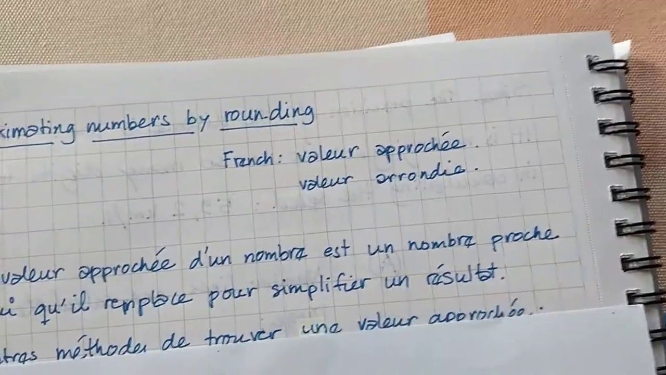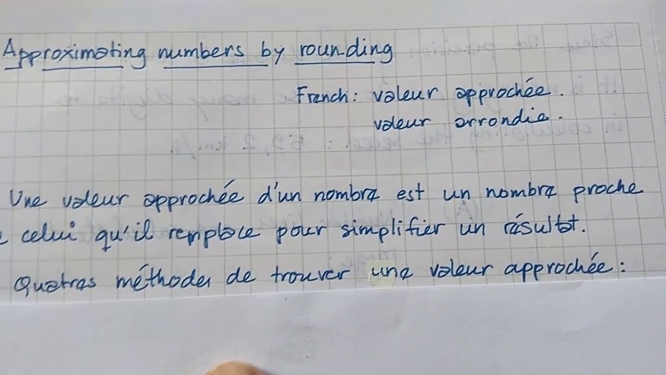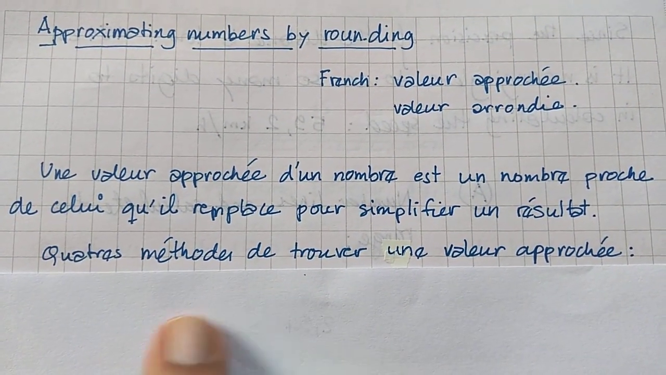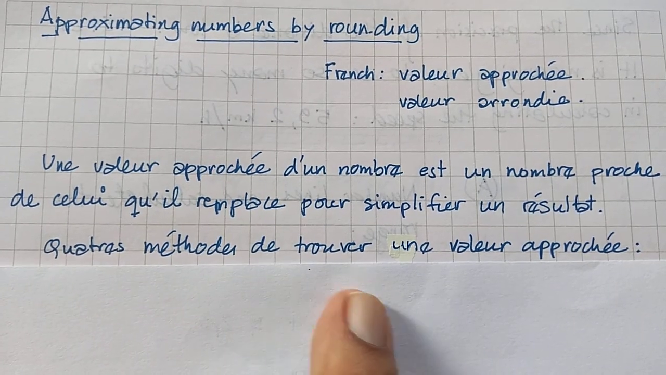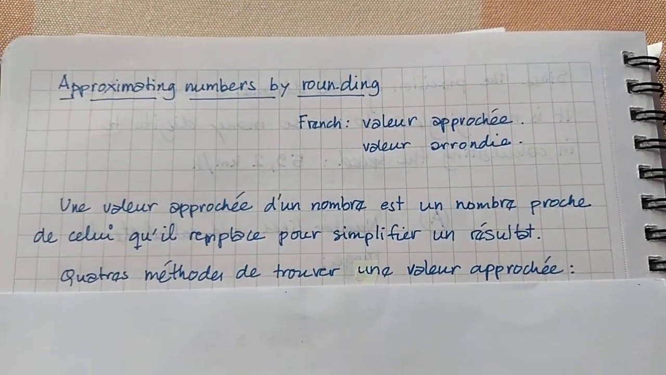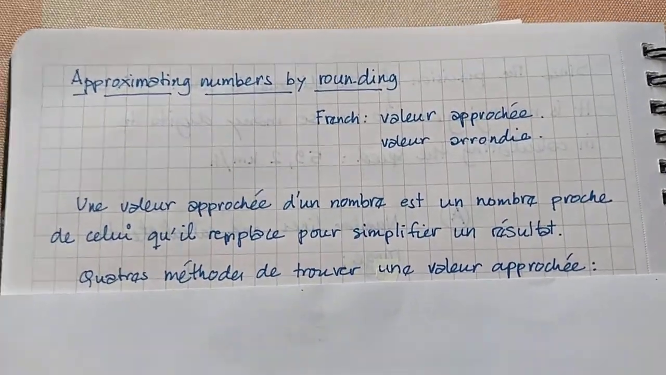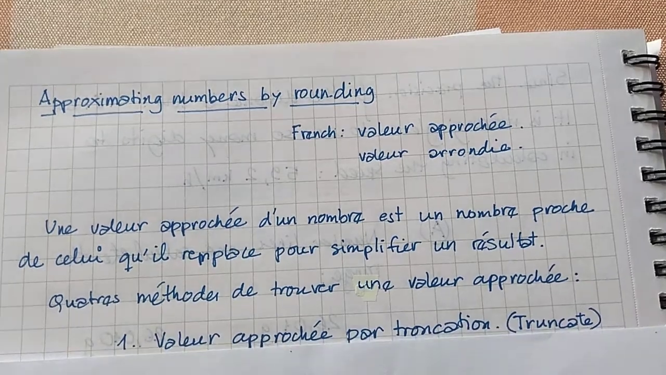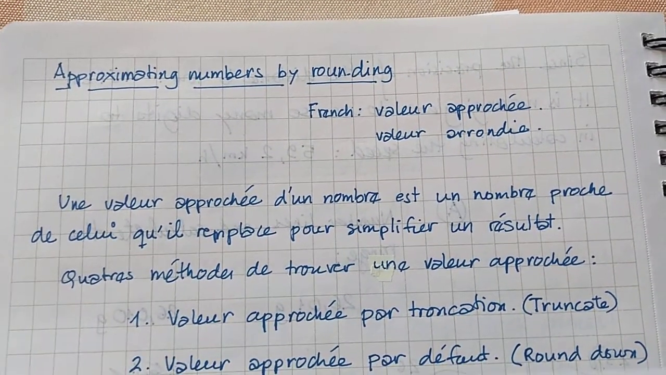And in fact, the exact definition is: une valeur approchée d'un nombre est un nombre proche de celui qu'il remplace pour simplifier un résultat. So the valeur approchée of a number is that number that is slightly simpler than the number it replaces. Okay. So there are 4 basic methods of finding une valeur approchée, each one of them slightly different, and in this video we will take 2 of them. In the next video, we will do the other 2. So, these are the 4.